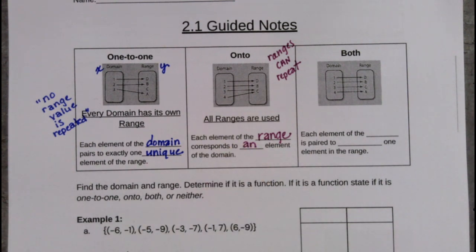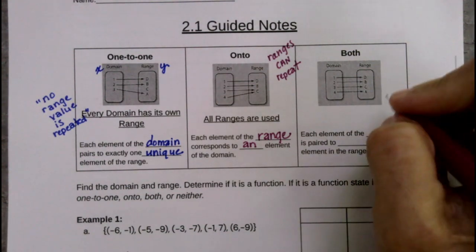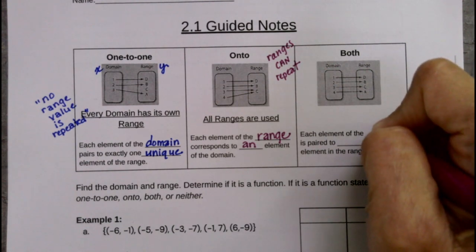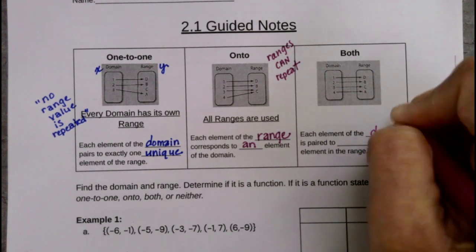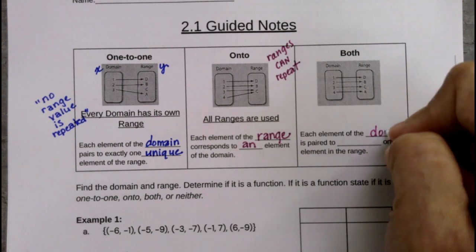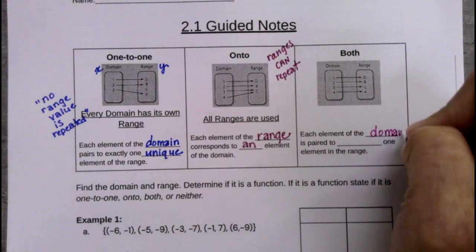And then if we talk about functions that are both of those things, each element of the domain pairs to exactly one element in the range. I meant to write that in a different color.